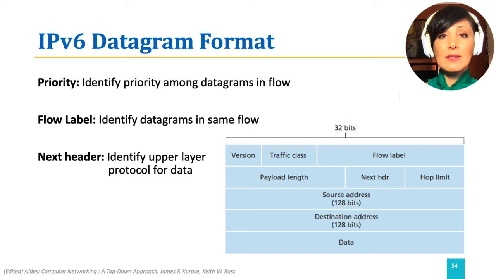Flow label is also introduced in IPv6 to facilitate a special treatment of group of packets belonging to a special flow between a sender and a receiver. Next header, similar to protocol field in IPv4, identifies the upper layer protocol, and source and destination address identify the same concept only with higher number of bits used for addressing in IPv6.